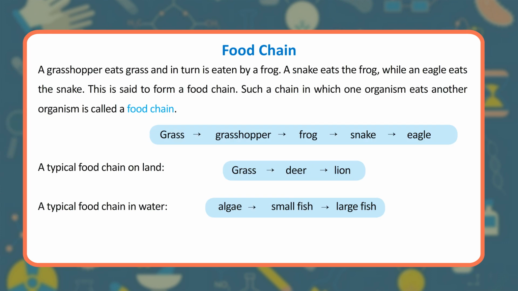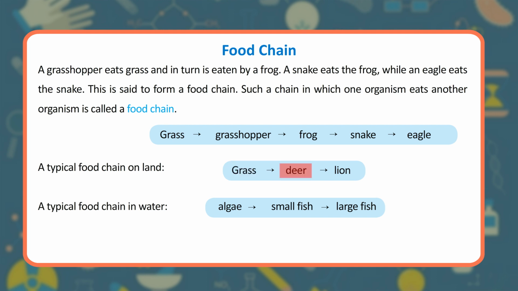Food chain. A grasshopper eats grass and in turn is eaten by a frog. A snake eats the frog, while an eagle eats the snake. This is said to form a food chain. Such a chain in which one organism eats another organism is called a food chain. Grass, grasshopper, frog, snake, eagle. A typical food chain on land.